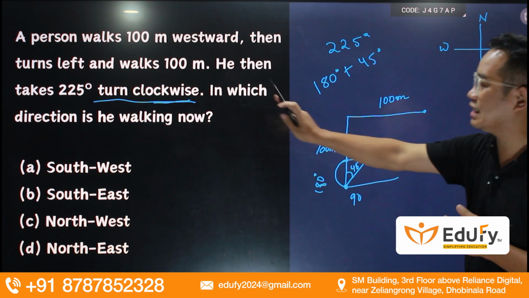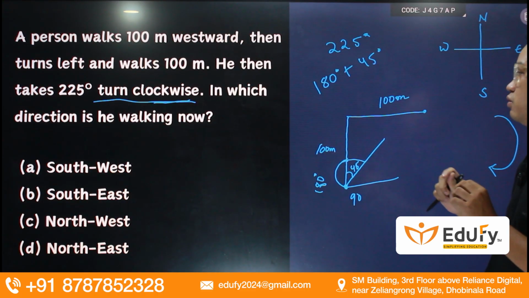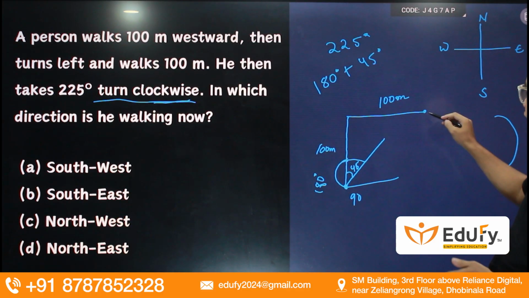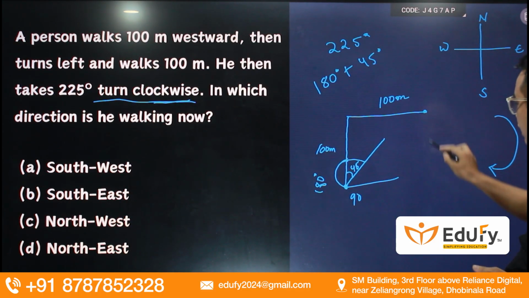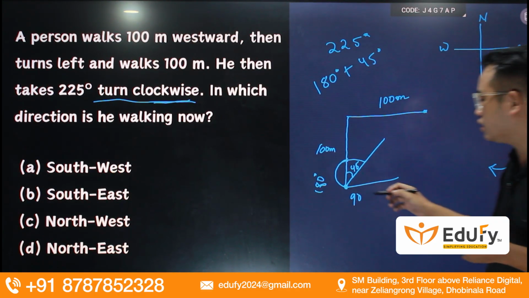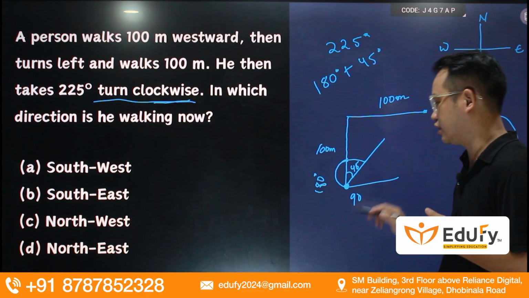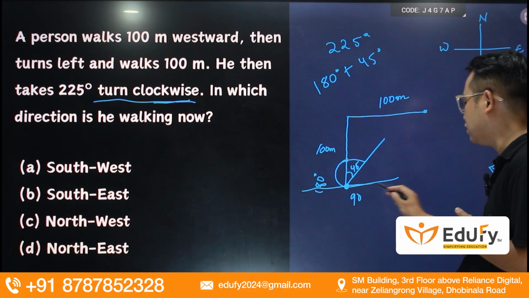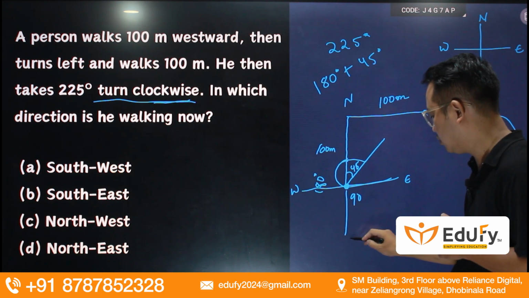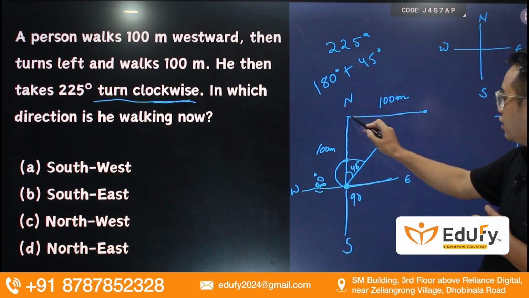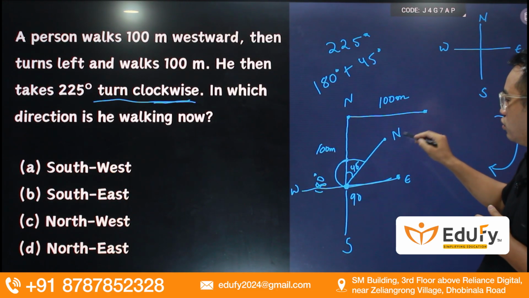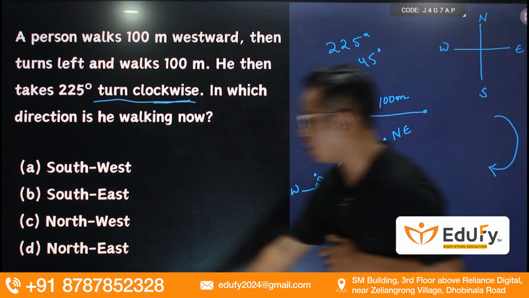The question is, in which direction is he walking now? Please be very careful. If the question asked in which direction is he walking now from the starting point, then I would have made my diagram from this side. But they have not mentioned anything in that question, so I will be checking my directions from this side. So if I draw a line like this, this will be my east, this will be my west, upside will be my north, and downside obviously should be my south. So if you look at it this way, this is north, this is your east, and he's walking this side. So this side should be your northeast direction, which is your option D.